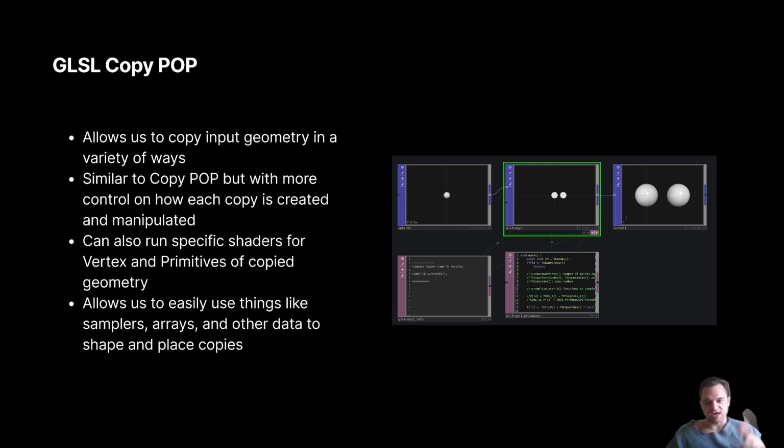Now, there's a Copy POP that lets you do this, but the GLSL Copy gives you a lot more control. And in my opinion, it also is a little bit more straightforward to understand, because I just find it easier to read a few lines of code than to comb through all the different tabs of parameters and attributes. And last but not least, the GLSL Copy POP also lets us permute or change the vertices and primitive information of the copies, which is an added level of control in addition to the points. That really allows you to do pretty much anything you'd ever want to do.